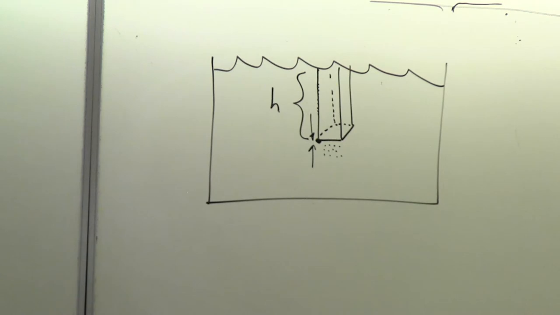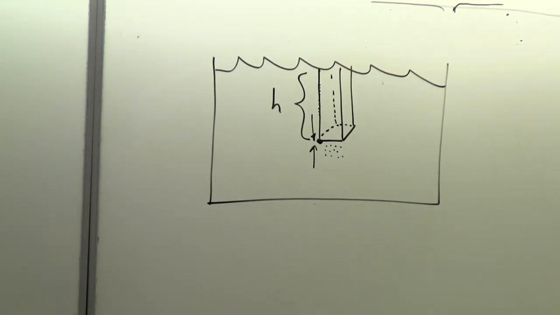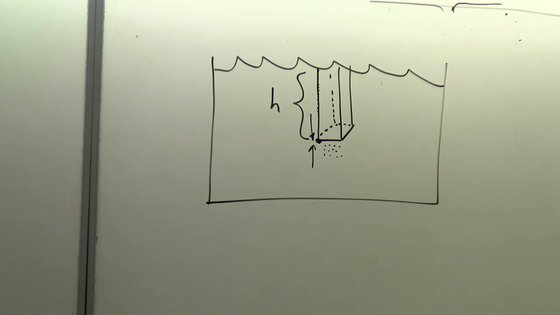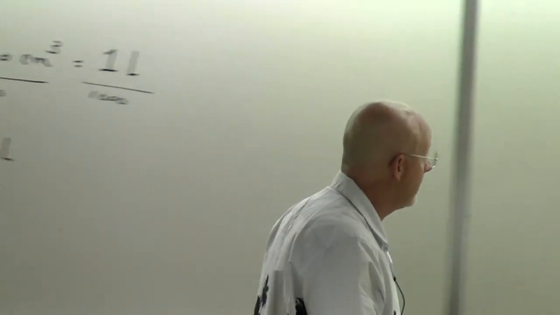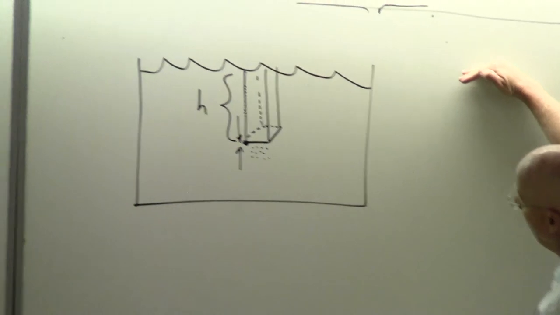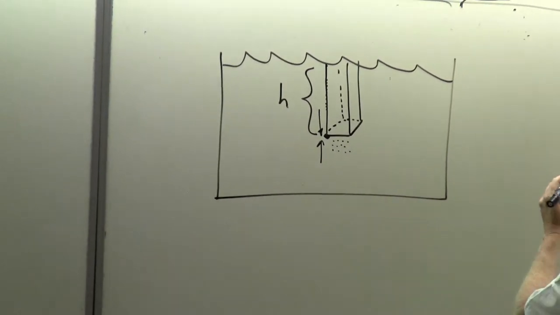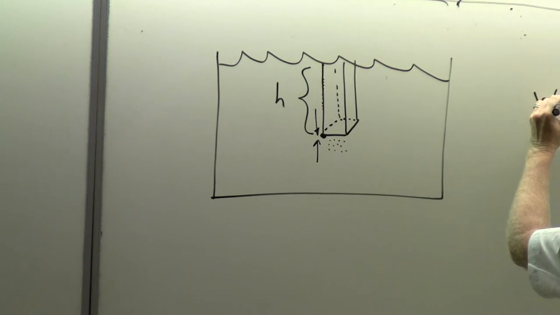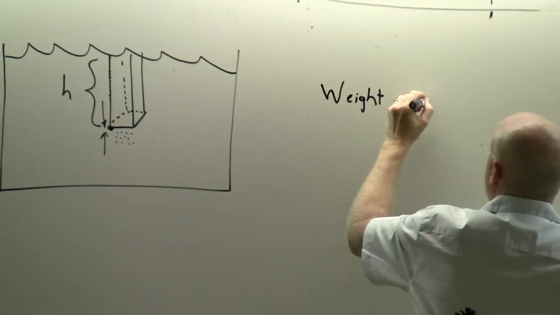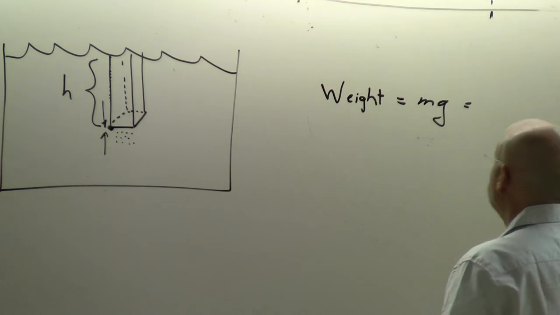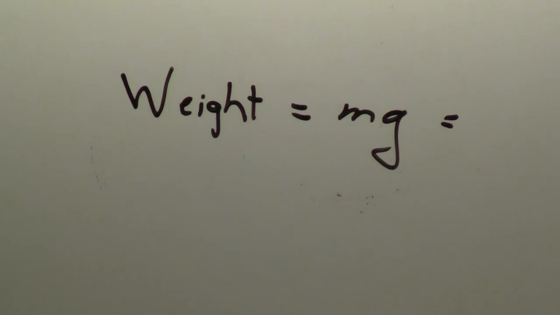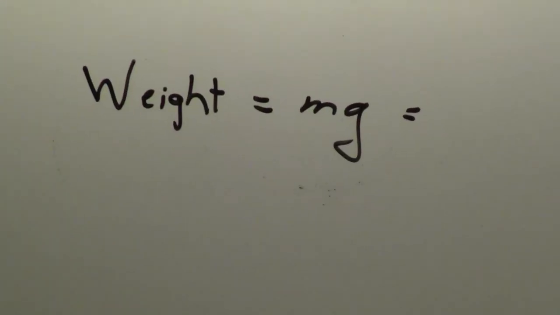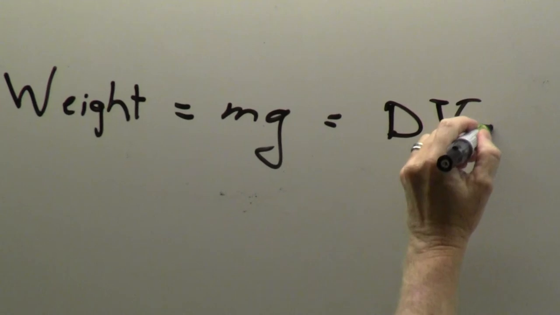As you remember from Newton's second law, those two must be equal and opposite because we get a net force of zero when those two things push on each other. So let me calculate the weight pushing down. I'll just call it weight. It would be mg. And I'm going to take advantage of this idea of density. So the mass would be the density times the volume, times g.